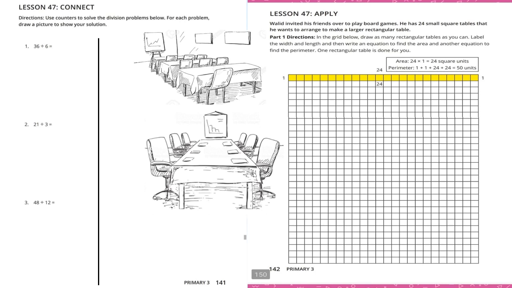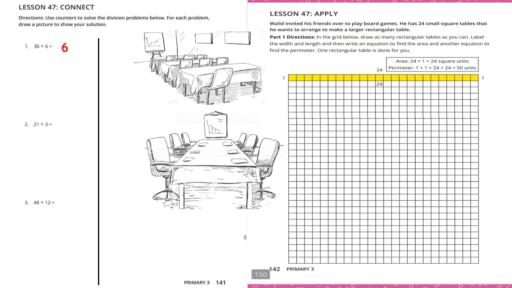So all of them: dividend, divisor, quotient. Okay, here we want to find the quotient. In number 1, 36 divided by 6 equals what? We will ask ourselves, 6 times what equals 36? 6 times 6 equals 36. So 36 divided by 6 equals 6.